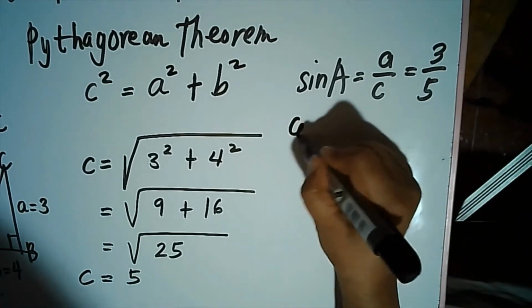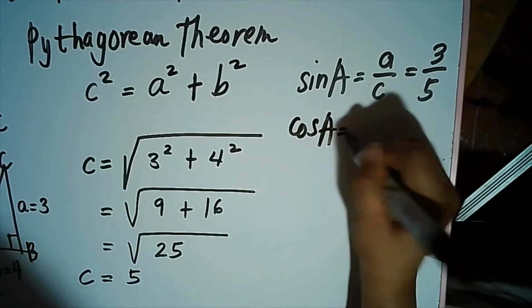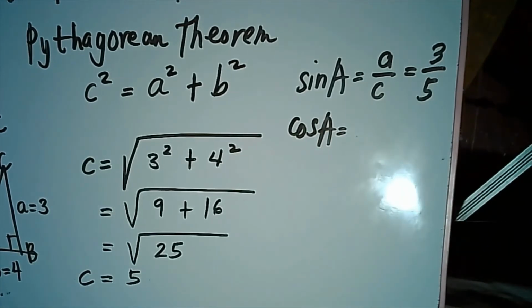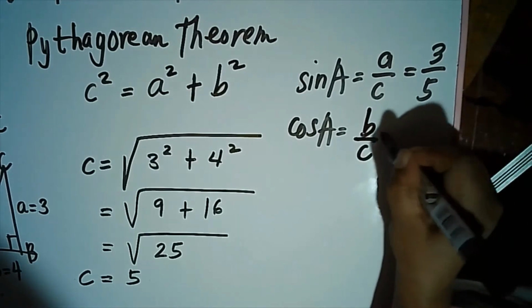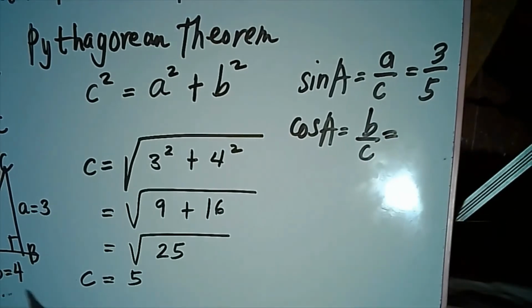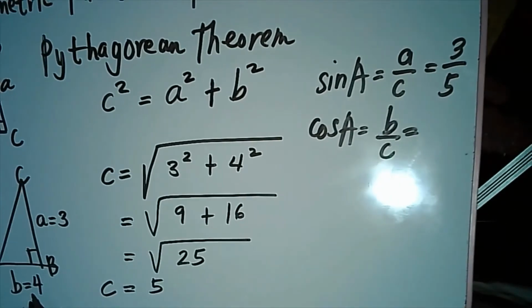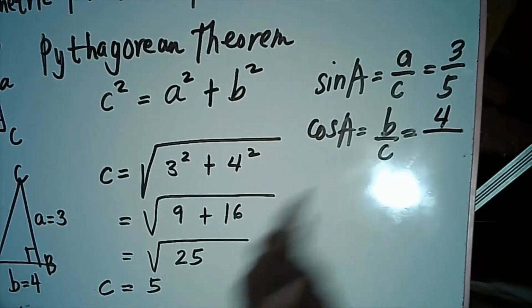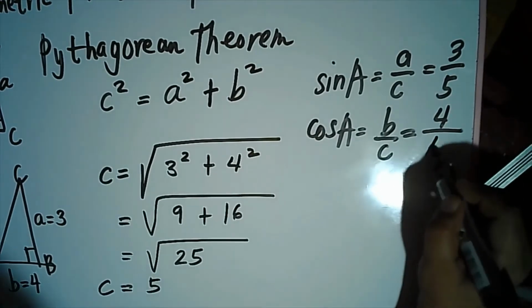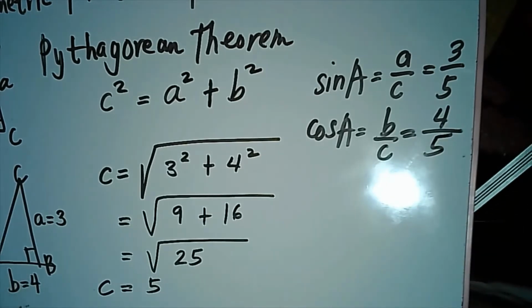Next, cosine A. According to our formula, that is B over C. So B is equal to 4 and C is equal to 5. So cosine A is 4/5.